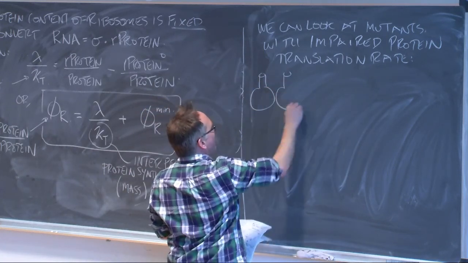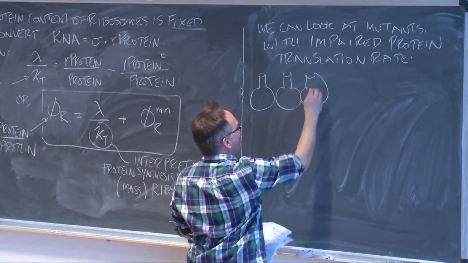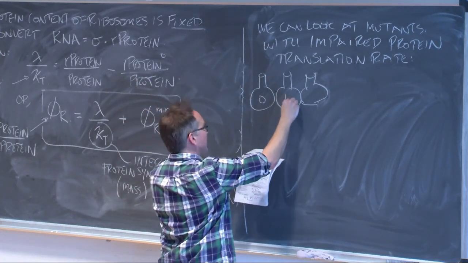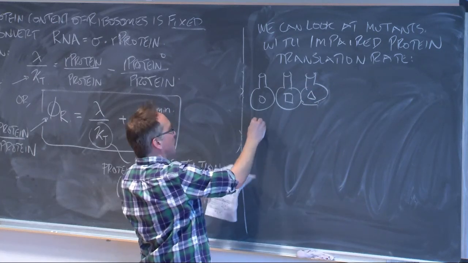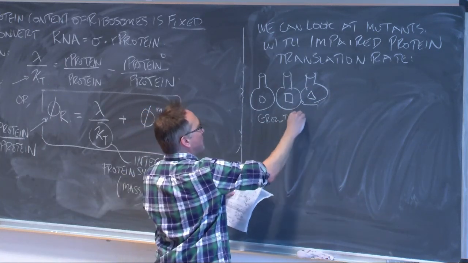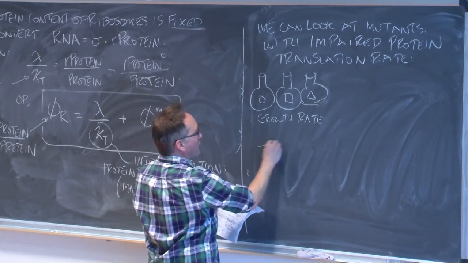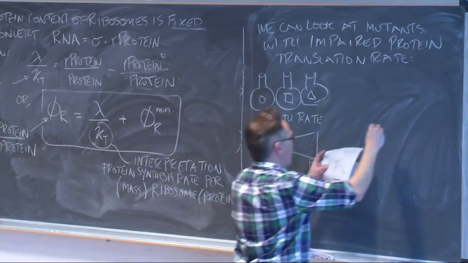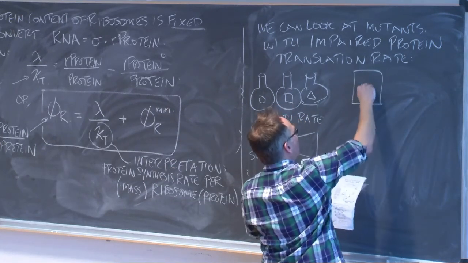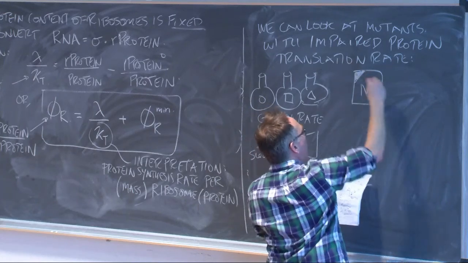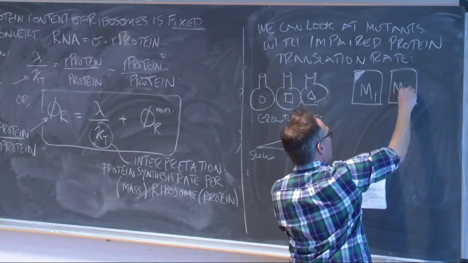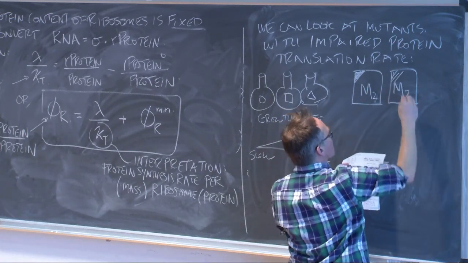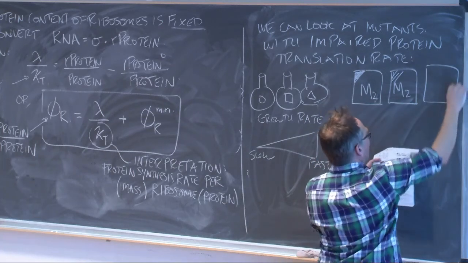Okay, so we have some different media. So I'll have, again, these different growth media, growth rate is going to go like this. So this is slow. This is fast. And then we have mutants. So I've got this mutant 1, which I'm going to use a dark color for. I have mutant 2, or let's call this guy mutant 2. This guy, I'm going to use stripes. And then I have my wild type.